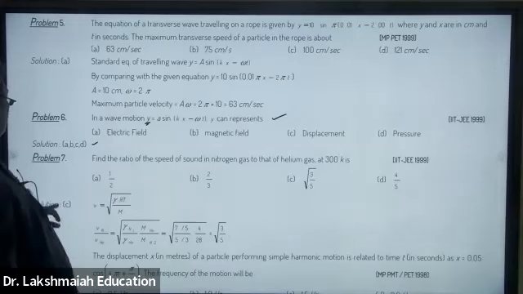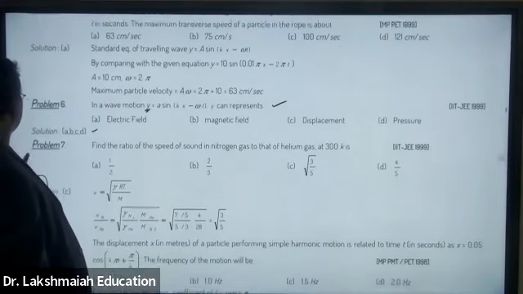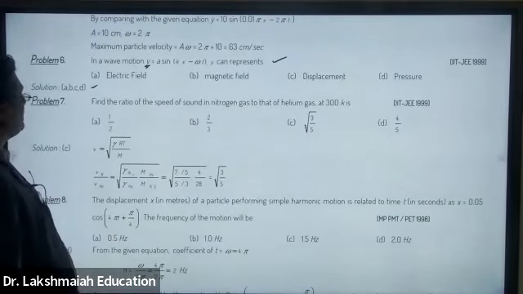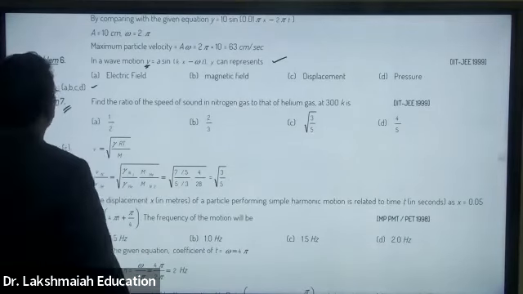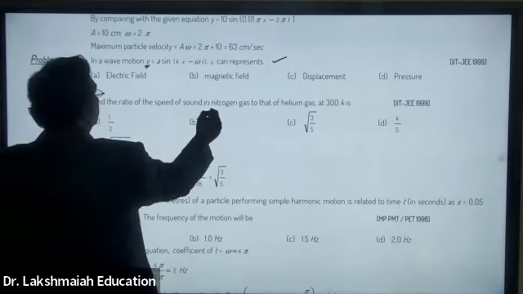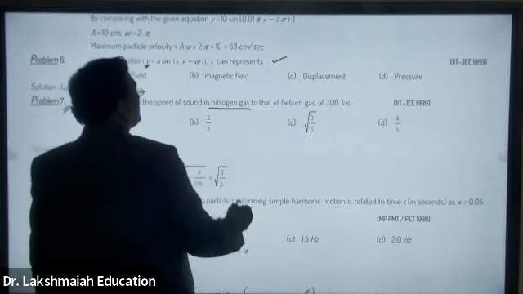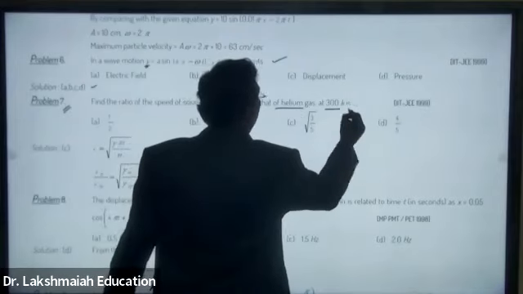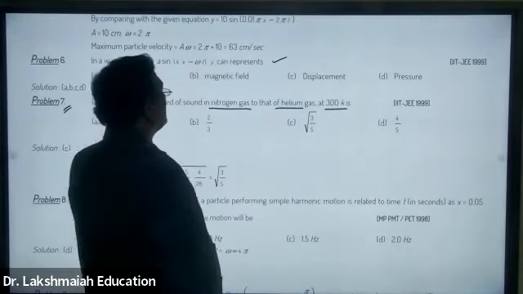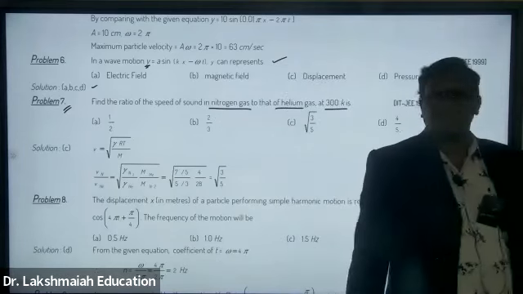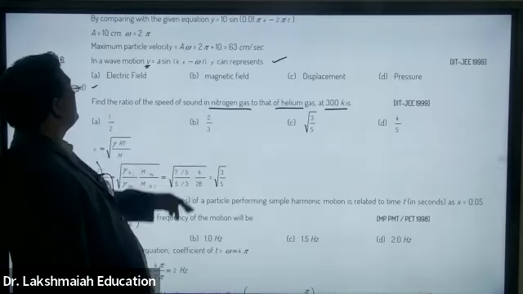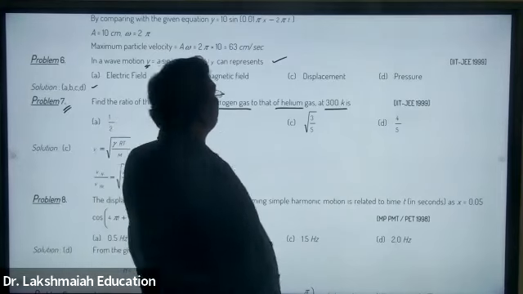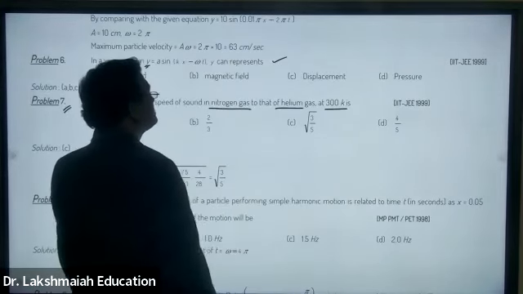Next, the seventh problem is the last problem today. Very important problem. See how they are asking in the IIT model. Find the ratio of the speed of sound in nitrogen gas to that of helium gas at 300 Kelvin.